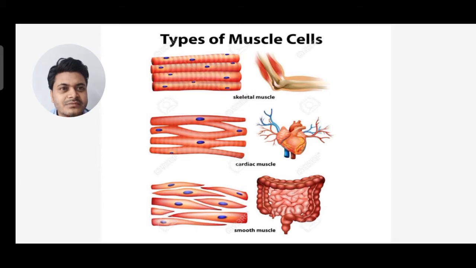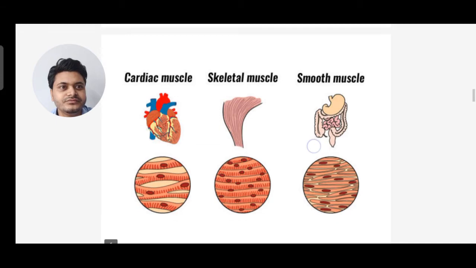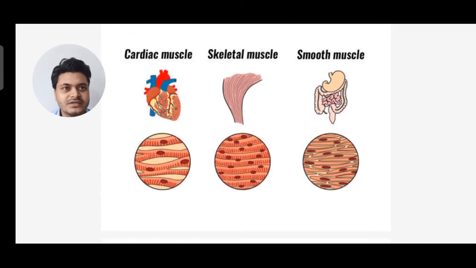See skeletal muscle, the microscopic view of muscles is given. Cardiac muscle, the microscopic view of muscles is given, and the smooth muscles, the microscopic view of muscles is given. All the shapes of muscles are different, you can see. So cardiac muscle, skeletal muscle and smooth muscle. Example.